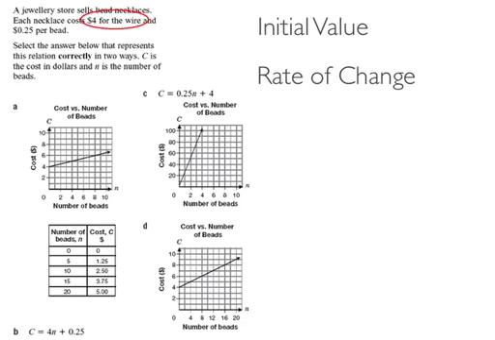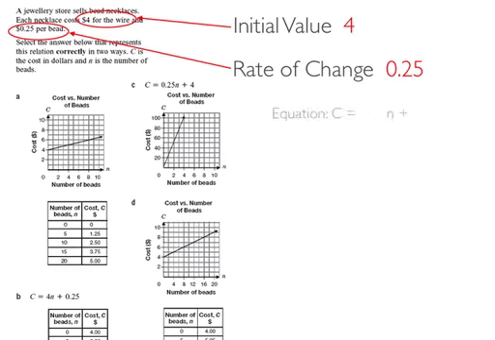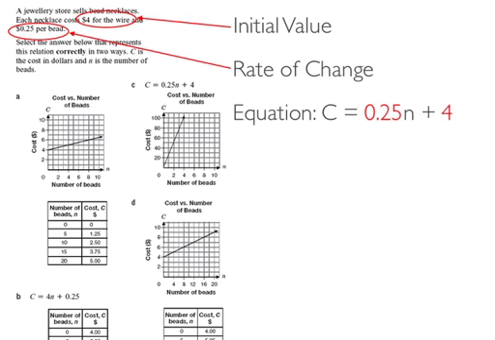If we look at the question, we can see that it costs $4 for the wire and 25 cents per bead. So our initial value is the $4 for the wire, and our rate of change is 0.25 for 25 cents per bead. Now let's write an equation where C is related to the number of beads. So we get that C equals 0.25n plus 4. Now let's look at the four possibilities and see which ones we can eliminate.